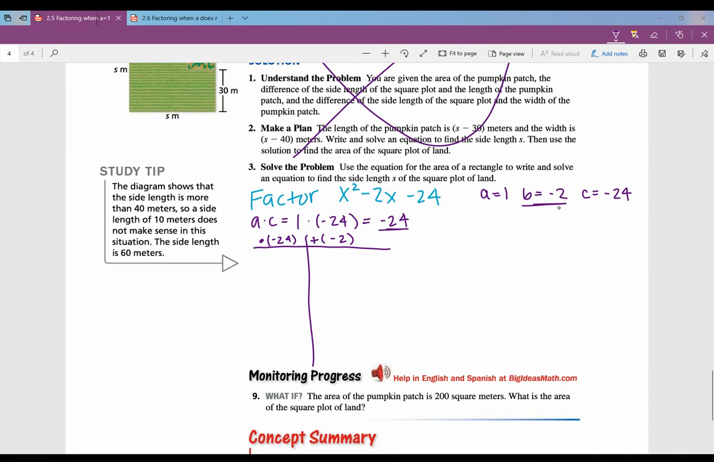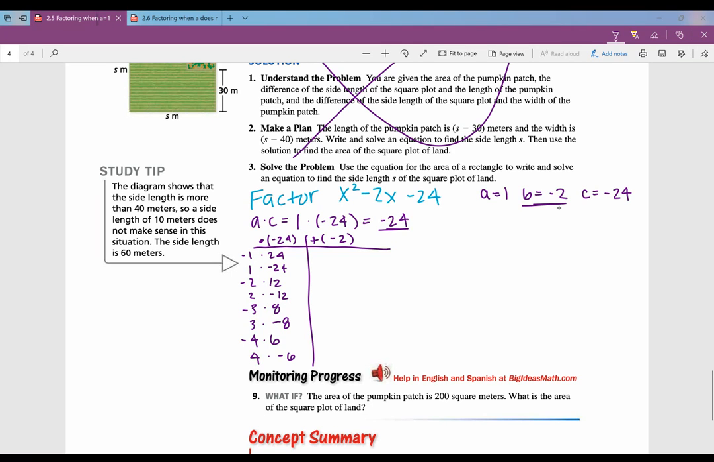So if we think of factors of negative 24, we have negative 1 and 24, 1 and negative 24, negative 2 and 12, 2 and negative 12, negative 3 and 8, and 3 and negative 8. And then we also have negative 4 times 6 and 4 times negative 6.